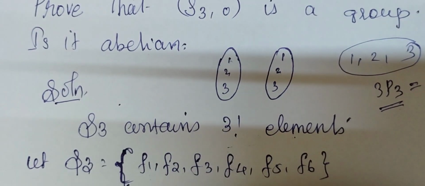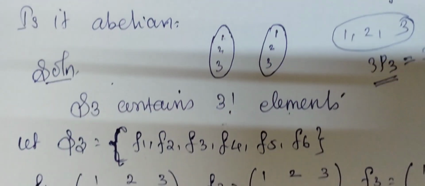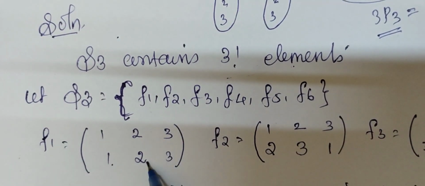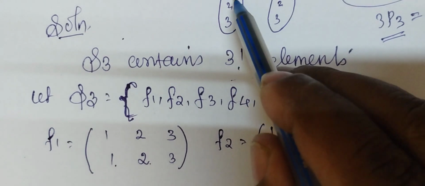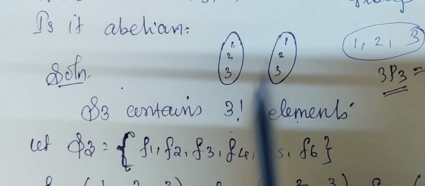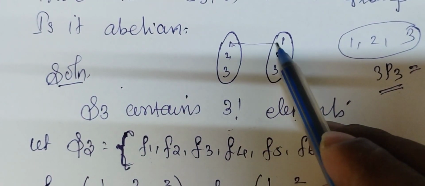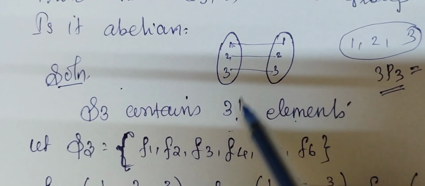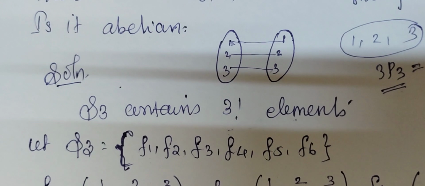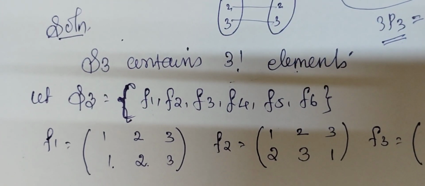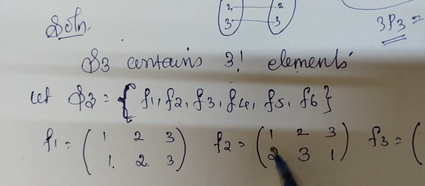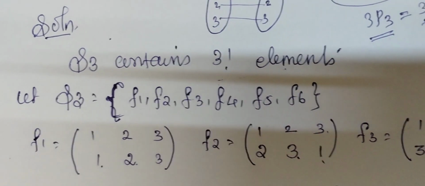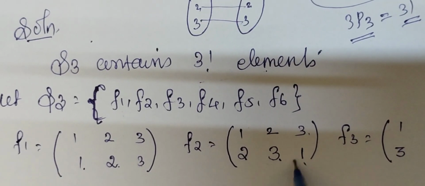So for the first one, 1 goes to 1, 2 goes to 2, 3 goes to 3. That means the image of 1 is 1, the image of 2 is 2, the image of 3 is 3. The second one is 1 goes to 2, 2 goes to 3, 3 goes to 1. So that means the arrangements of these 3 elements.